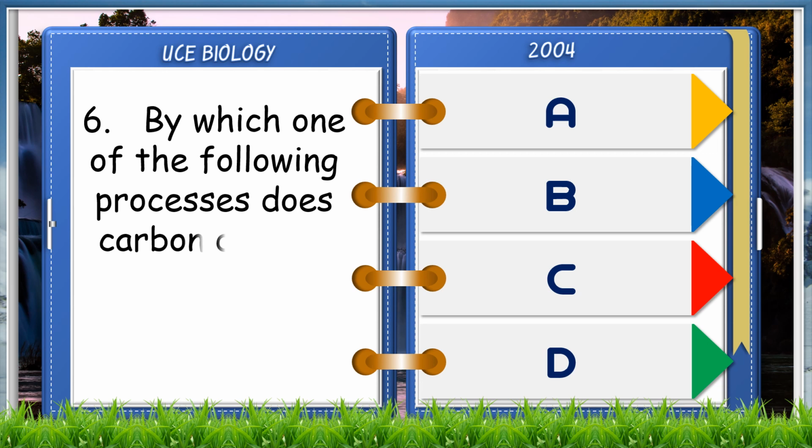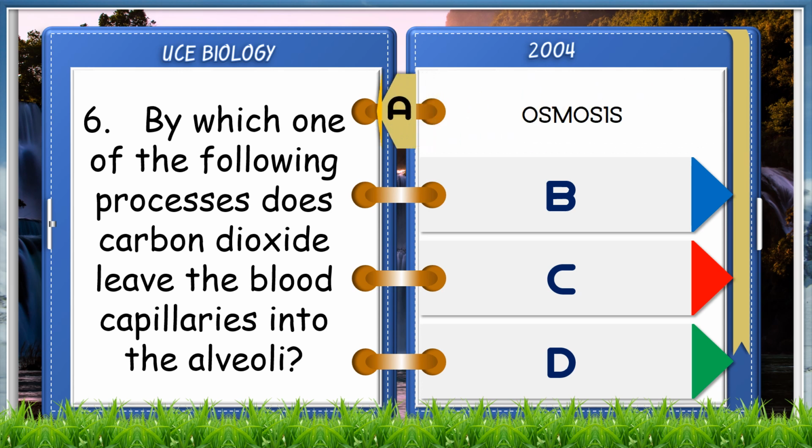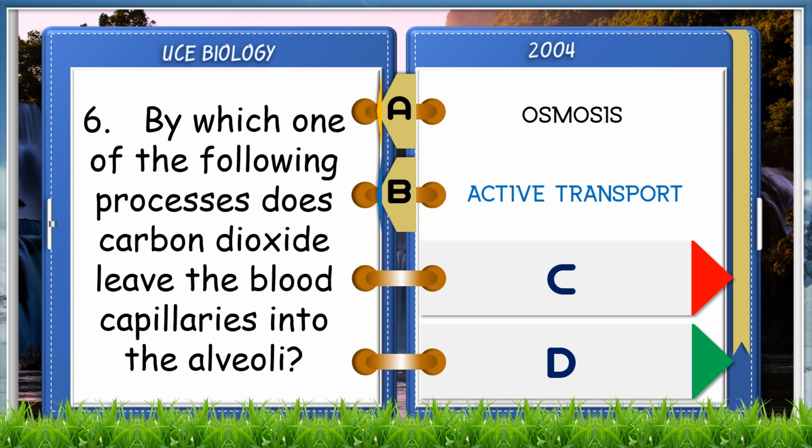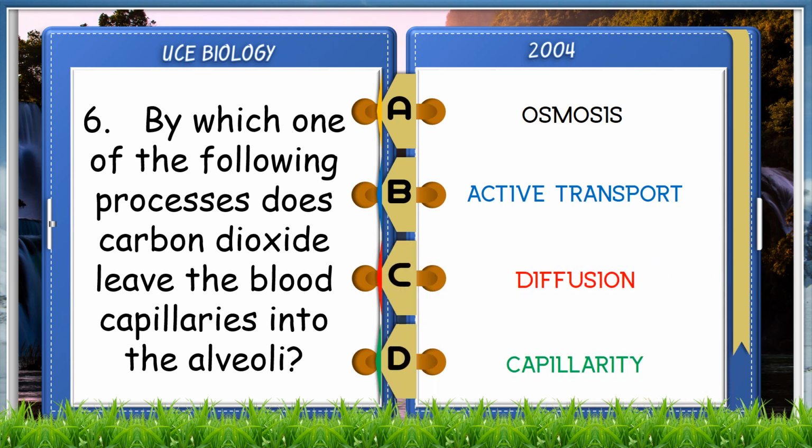By which one of the following processes does carbon dioxide leave the blood capillaries into the alveoli? A. Osmosis. B. Active transport. C. Diffusion. D. Capillarity. The answer is C. Diffusion.